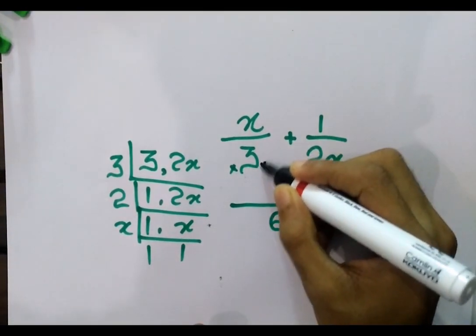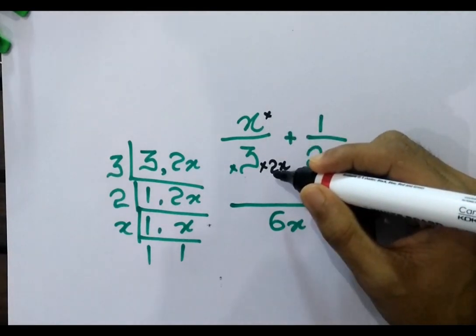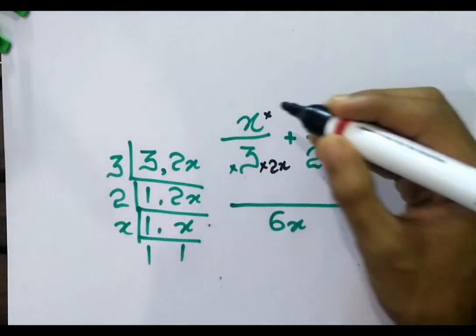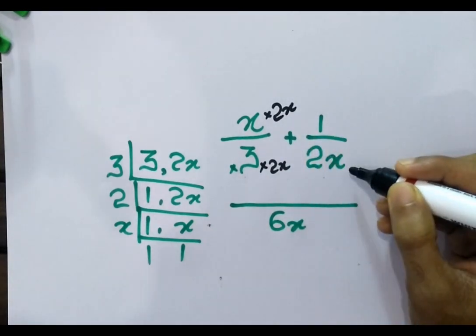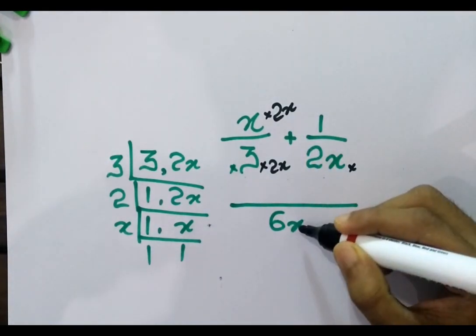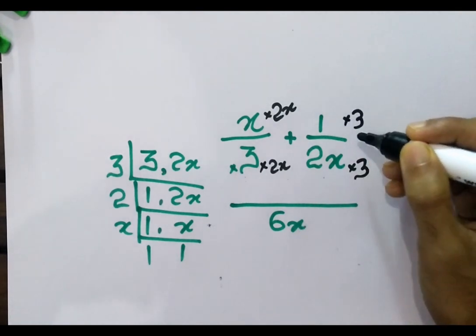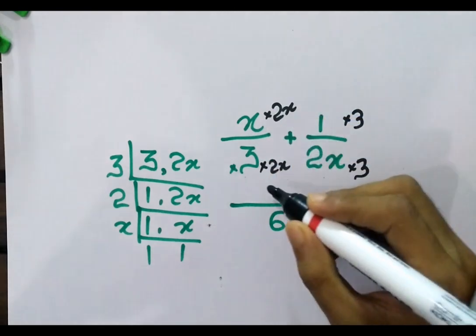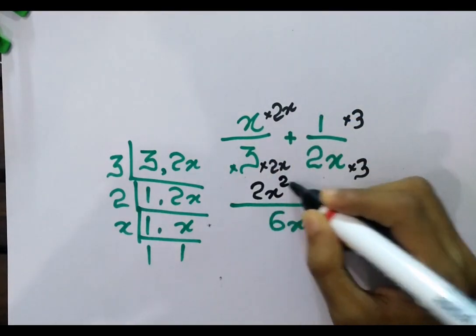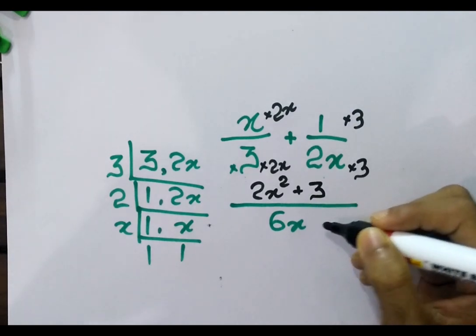So now we are going to multiply this by 2x. And if we multiply the denominator by a number, we have to multiply the numerator also by the same number. So here 2x is there. Fine. So how much? We have to multiply this by 3 to obtain this. So 2x into 3 is 6x. Again we'll multiply the numerator also by the same number. So x into 2x is 2x squared, plus 1 into 3 is 3. That's the answer.